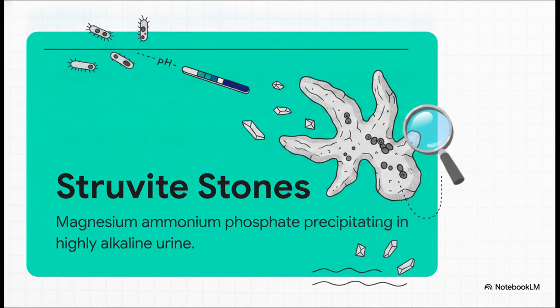Well, what does that do? It turns the urine highly alkaline. And in that alkaline environment, you get the precipitation of these massive struvite staghorn calculi. They're made of magnesium ammonium phosphate, sometimes called triple phosphate. The ultimate exam takeaway here is that you literally cannot eradicate the infection without surgically removing the stone, because the stone itself acts like a bunker harboring the bacteria.